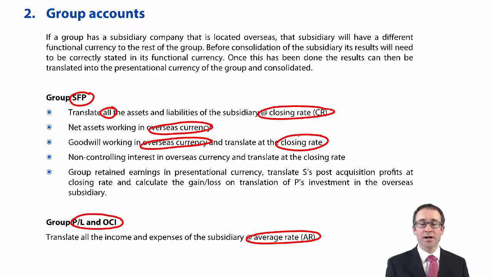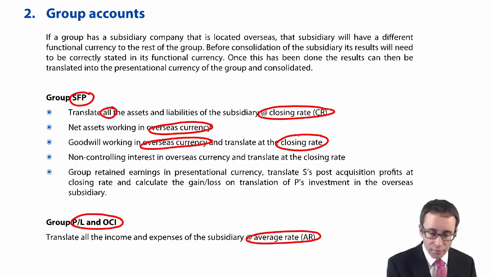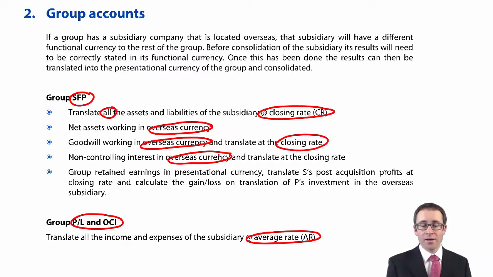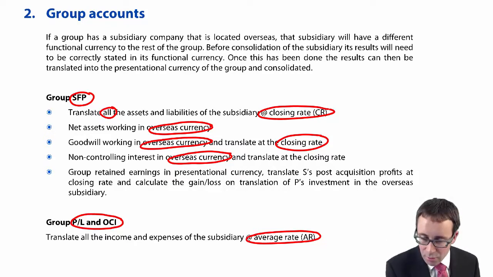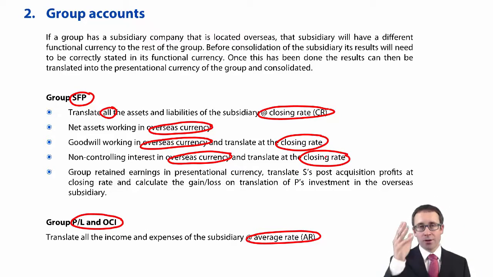Non-controlling interest, your NCI, again, is what the non-controlling interest shareholders own of the overseas subsidiary. So we work out what they own in the overseas subsidiary, because they own the shares of the overseas subsidiary, which will be denominated in the foreign currency. So the fair value will be in the foreign currency, and the post-acquisition profits will be in the foreign currency. But once we've calculated it, we then need to translate it at the closing rate. Okay. So everything you see so far in the SFP is at the closing rate. It will never, ever change.